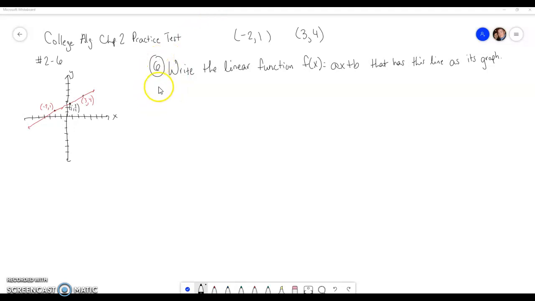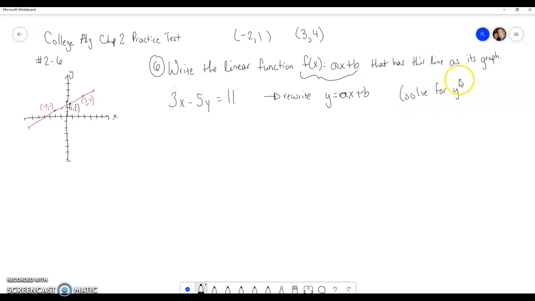Okay, so question 6 says write the linear function f of x equals ax plus b. It has this line as its graph. That's all it wants you to do, write your line in the form of f of x equals ax plus b. So we're going to take that standard form that we just found in our previous example and rewrite it in y equals ax plus b form. So I'm just going to solve for y.